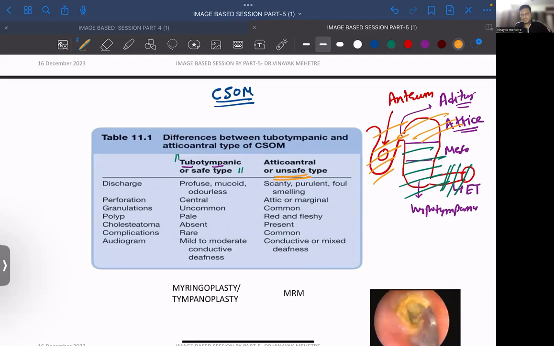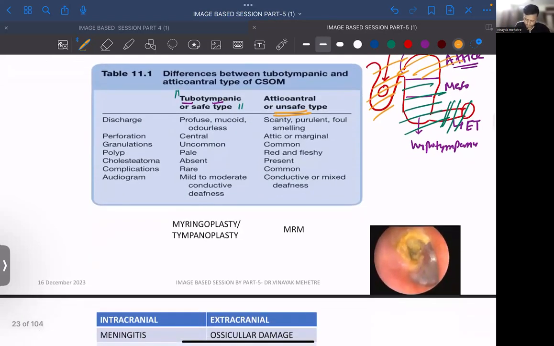You need to remember modified radical mastoidectomy, or myringoplasty or tympanoplasty. Remember this much. Now the question is not going to come on CSOM itself. Questions actually come on complications of CSOM, and believe me, the answer to these complications changes by a single word, a single English word. This is the trickiest part in the entire ENT.